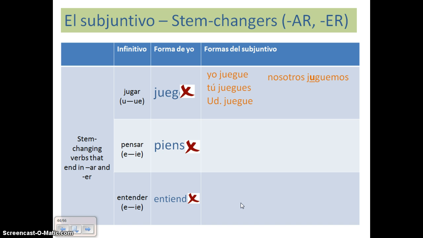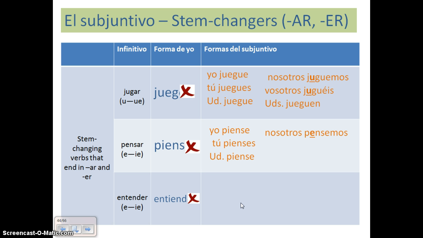Notice there's not a stem change there in the nosotros form, nor in the vosotros form. Vosotros juguéis, ustedes jueguen. Pienso. Okay, opposite ending. Yo piense, tú pienses, usted piense. Nosotros pensemos, no stem change there. Vosotros penséis, no stem change there. Still opposite endings. Ustedes piensen.